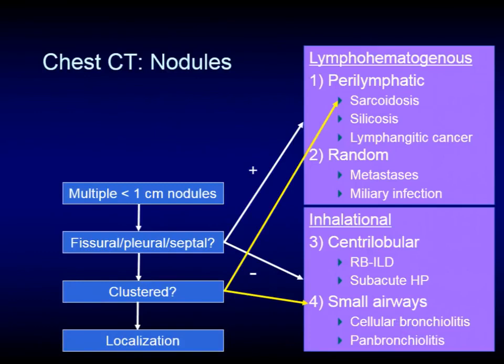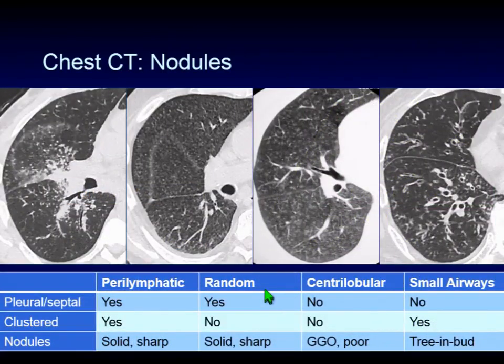And remember the morphology of the nodules as well. So here, I just put side by side all of the nodular diseases. Again, these are the patterns across the top. The pleural or lymphatic structures: perilymphatic, random, yes, they involve those. Centrilobular, small airways, no. The clustering, as we talked about before: perilymphatic and small airways, not so with the random and centrilobular. And the morphology of the nodules: perilymphatic, solid, sharp; random, solid, sharp; centrilobular. As we get to more inhalational or airway processes, these nodules become more ill-defined, right? Or even branching, in tree-in-bud.